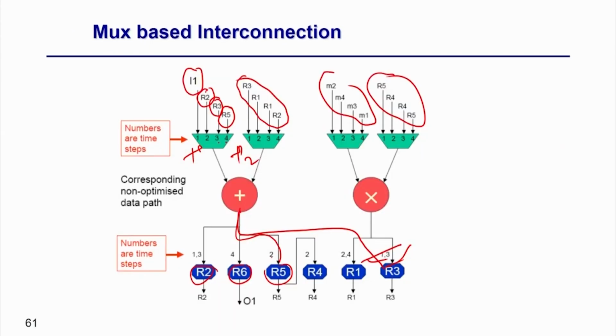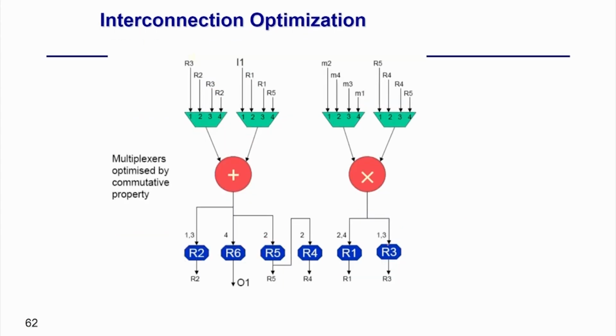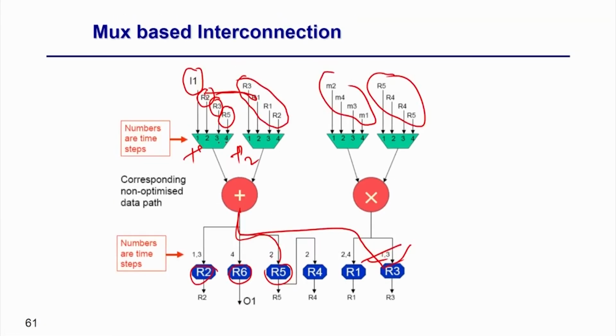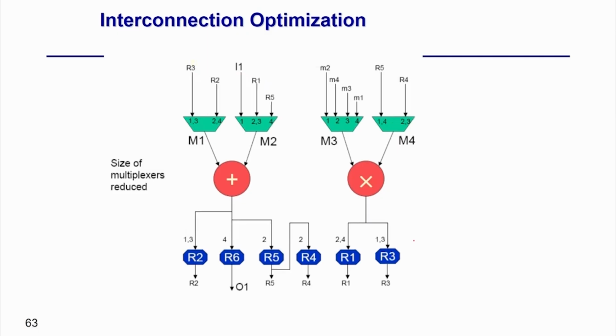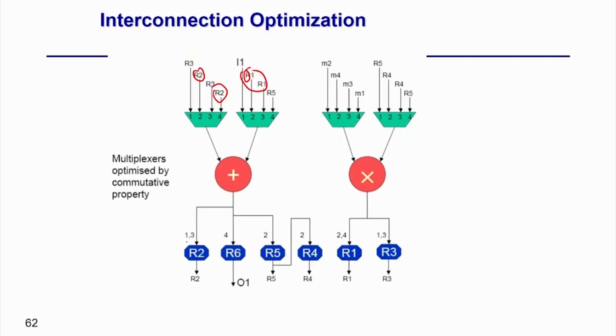Now, if I just swap this R2 and R1, you will get this. Initially I have R1, R2, R3, R5, and if I swap R2 and R1, R2 comes here and R1 comes here, and now I have 2 R1. So, I can select this R1 and R1, and I can reduce the mux size. So, I have only 3 possible inputs. There are 2 R3 also.